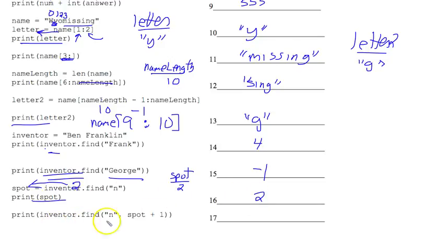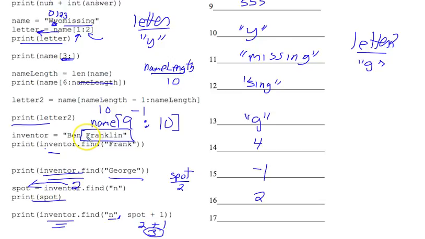And now finishing up this worksheet, spot plus 1, well, spot is 2, so 2 plus 1 according to order of operations is a 3. And the way find works when you have two things separated by a comma, we're looking for an N in inventor, but we're starting at position 3. So up here in inventor, Ben Franklin, we're starting at position 3, and only then are we looking. Position 3, 0, 1, 2, 3. So we're looking at that space. Everything from the space on is where we're looking for the first occurrence of N.